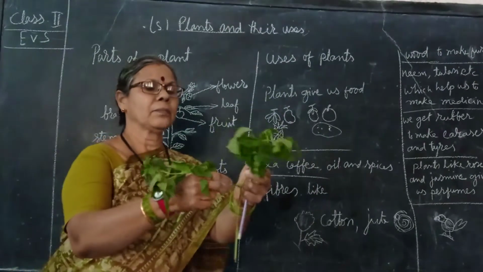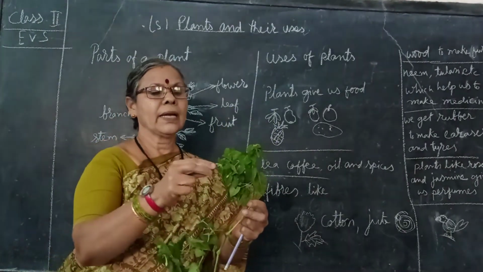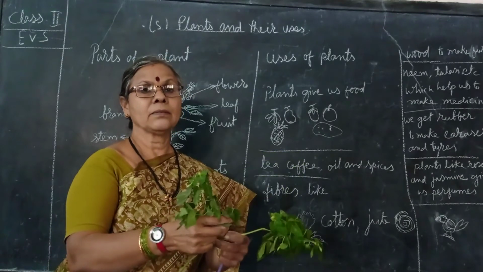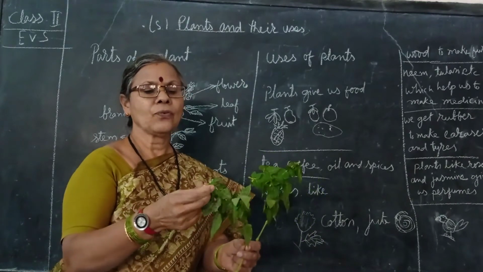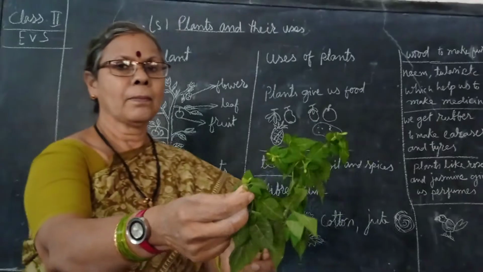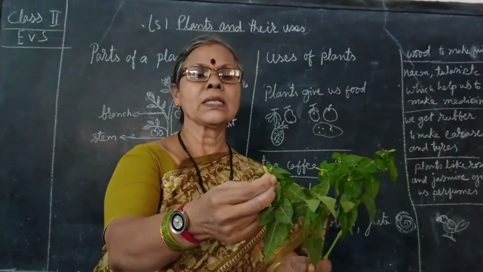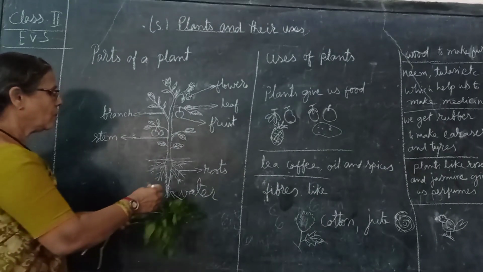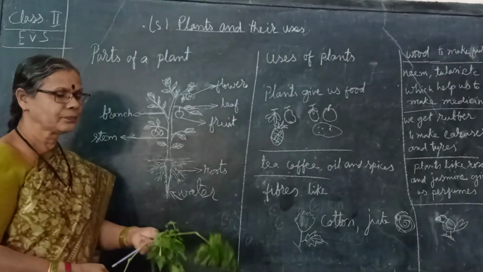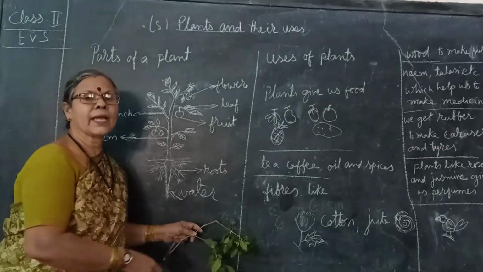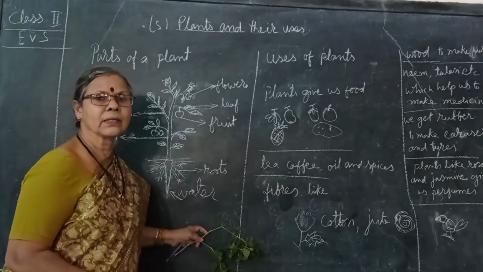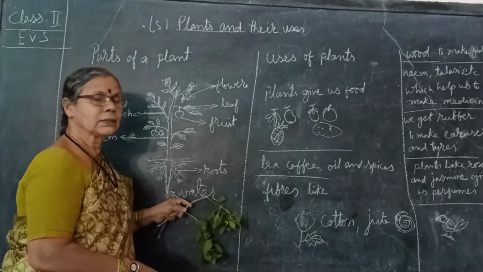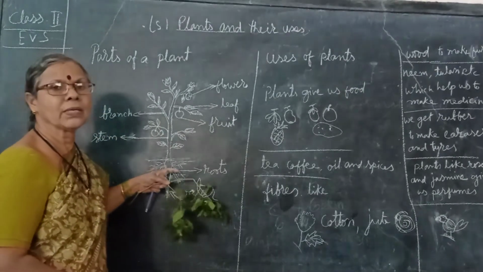So you can see the branches and the leaves and the buds are there. When these buds blossom, it changes into a flower. You can see this is the bud, and when this opens, it changes into a flower. So what is the function of the root? Roots hold the soil firmly and give support to the plant.